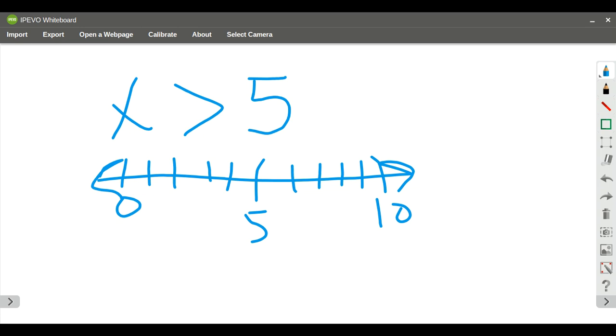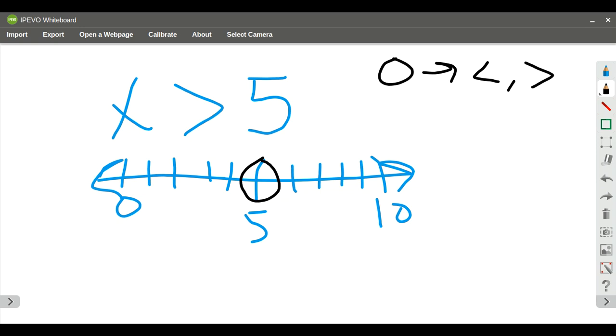To graph the solution, at the 5, I'm going to draw an open circle. The reason that I draw an open circle is that an open circle means less than or greater than, because 5 cannot be a value. I cannot put 5 in for x and have 5 greater than 5. So it is an open circle, which tells me that 5 is not a solution.